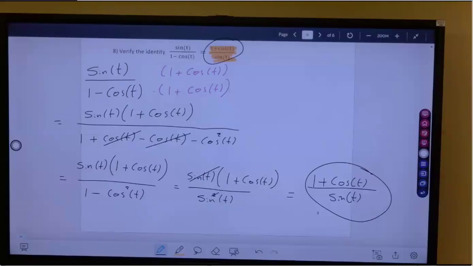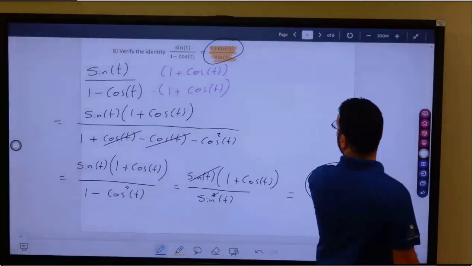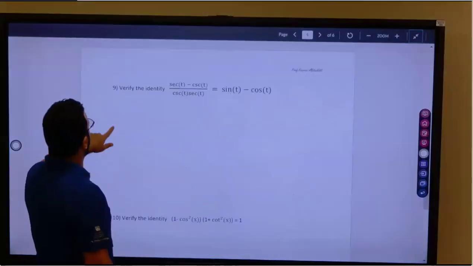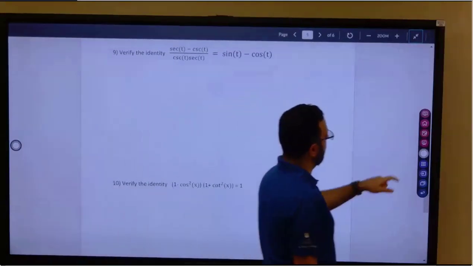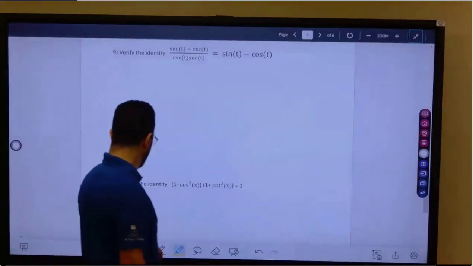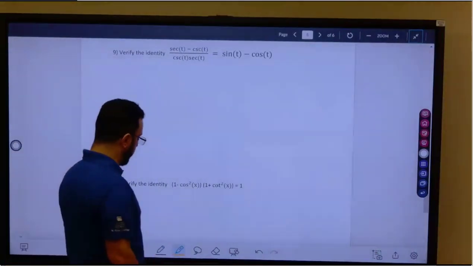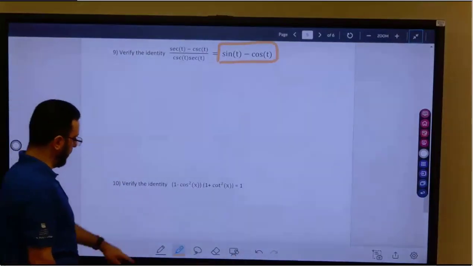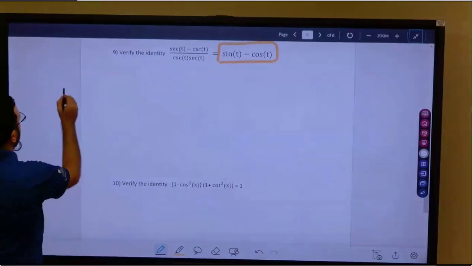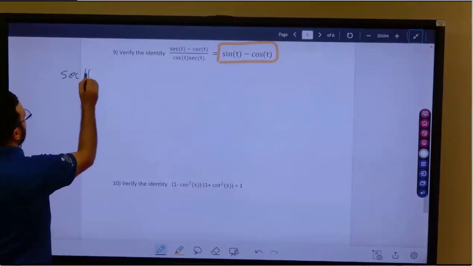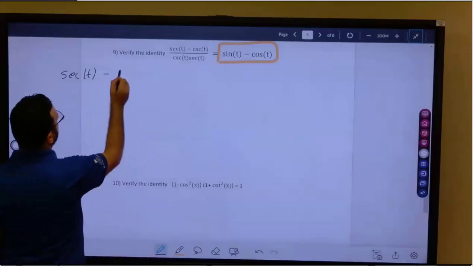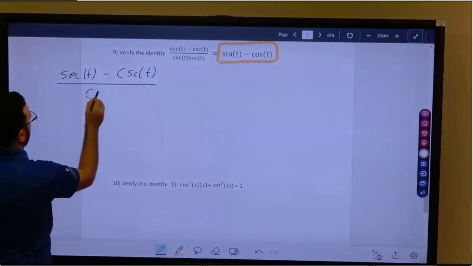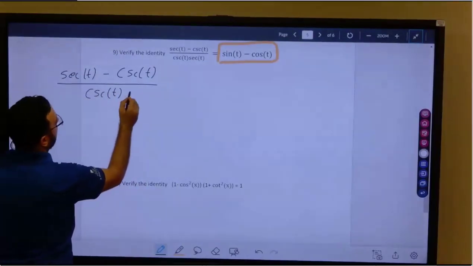Let's jump to the next problem, number 9. Look at number 9. Check what's the difference from the other problems. Again, we need to prove it's equal to this one on the right side, sine t minus cosine t. And I have secant t minus cosecant t, and everything is divided by cosecant t secant t.